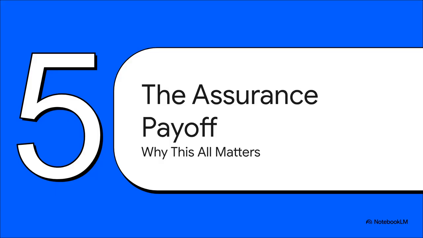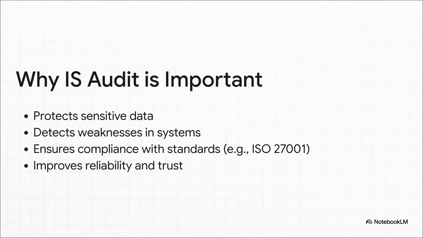Okay, so we've covered the risk, the controls, the people, but what's the end game here? What is the real-world value of this entire process? It all comes down to what we can call the assurance payoff. This is why it all matters so much. A good audit process directly protects your sensitive data. It proactively finds the cracks in the system before attackers can. It makes sure the company is meeting big industry standards like ISO 27001, which can be absolutely critical for doing business. And maybe most importantly, it builds trust. Trust from customers, from partners, from everybody that the systems you're using are reliable and secure.